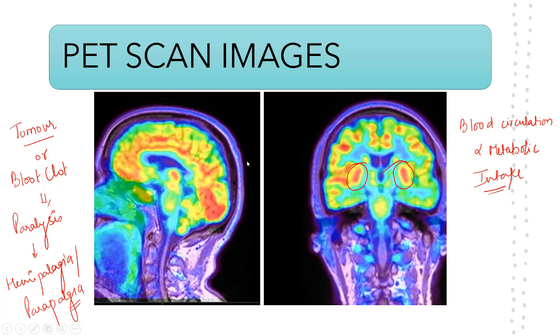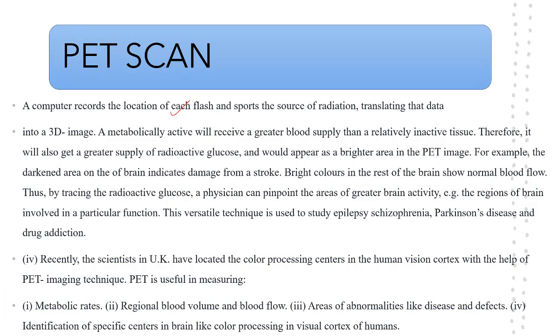Okay, now coming to the next. A computer records the location of each flash and spots the source of radiation, translating the data. Basically, this is digitalized to produce an image, into a 3D image. A metabolically active area will receive a greater blood supply than a relatively inactive tissue. Therefore, it will also get a greater supply of radioactive glucose and would appear as a brighter area in the PET image, as I have shown you in the last slide.